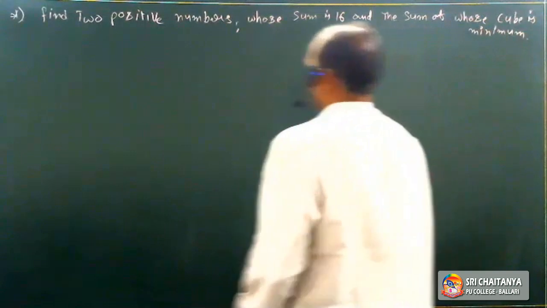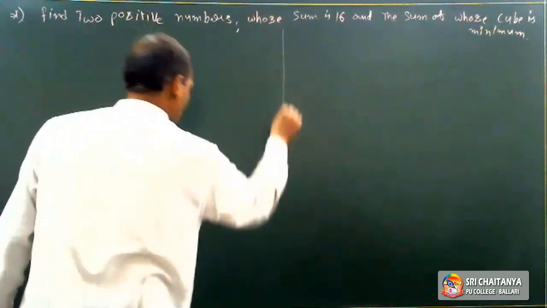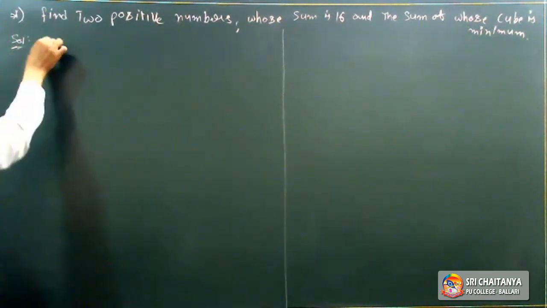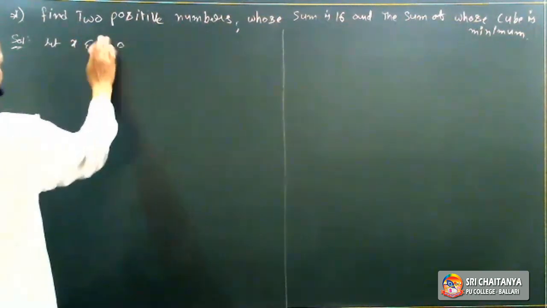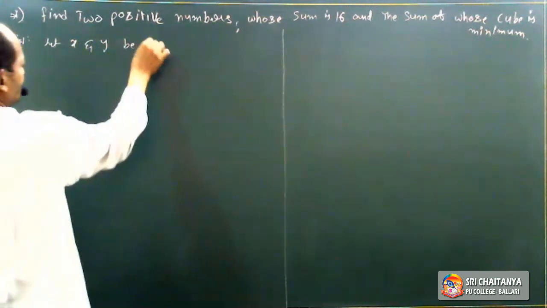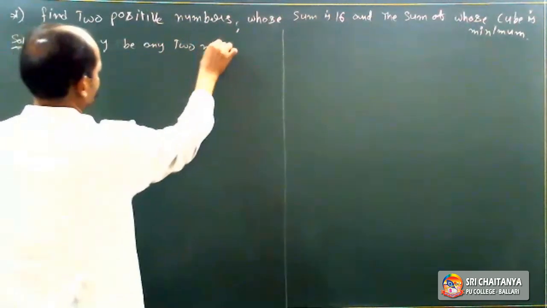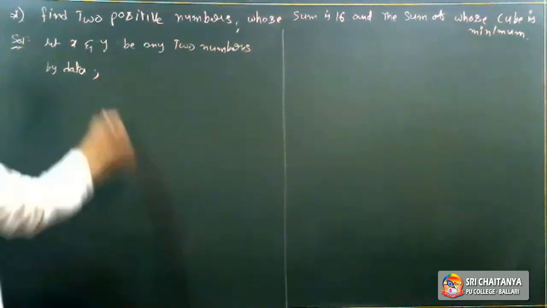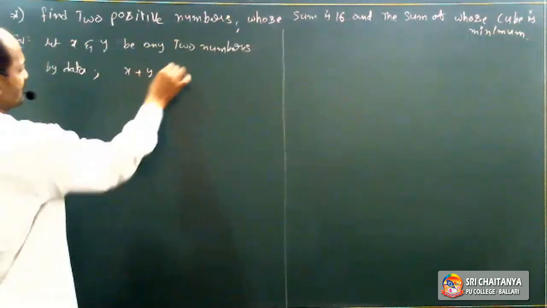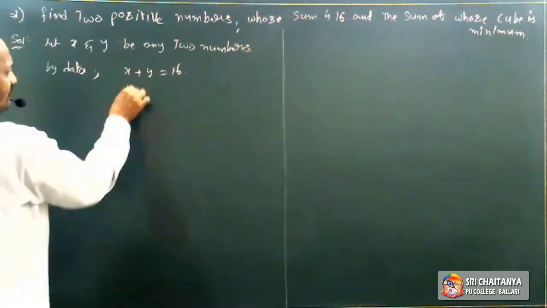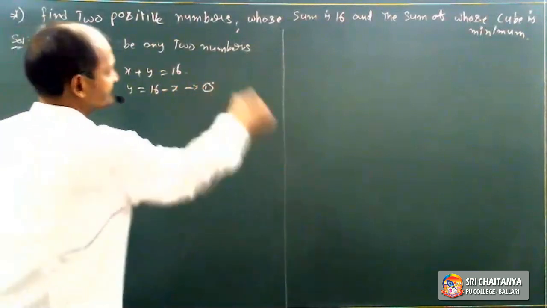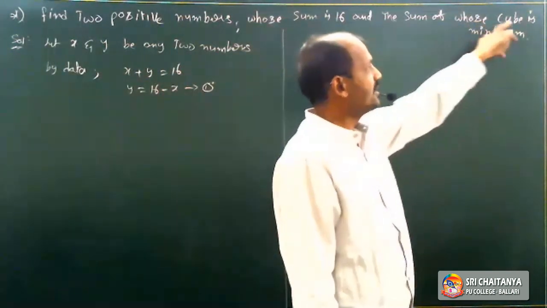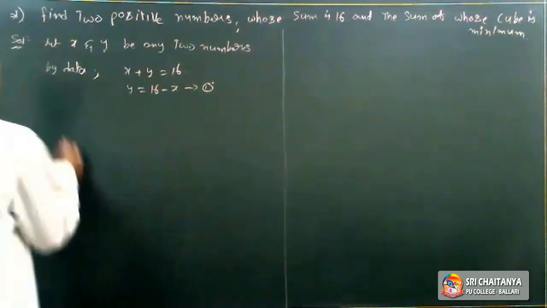Same, consider any two numbers x and y, any two numbers. X and Y be any two numbers. Its sum is 16. X plus Y is equal to 16. So here Y is equal to 16 minus X. Sum is 16, and the sum of its cube is minimum.